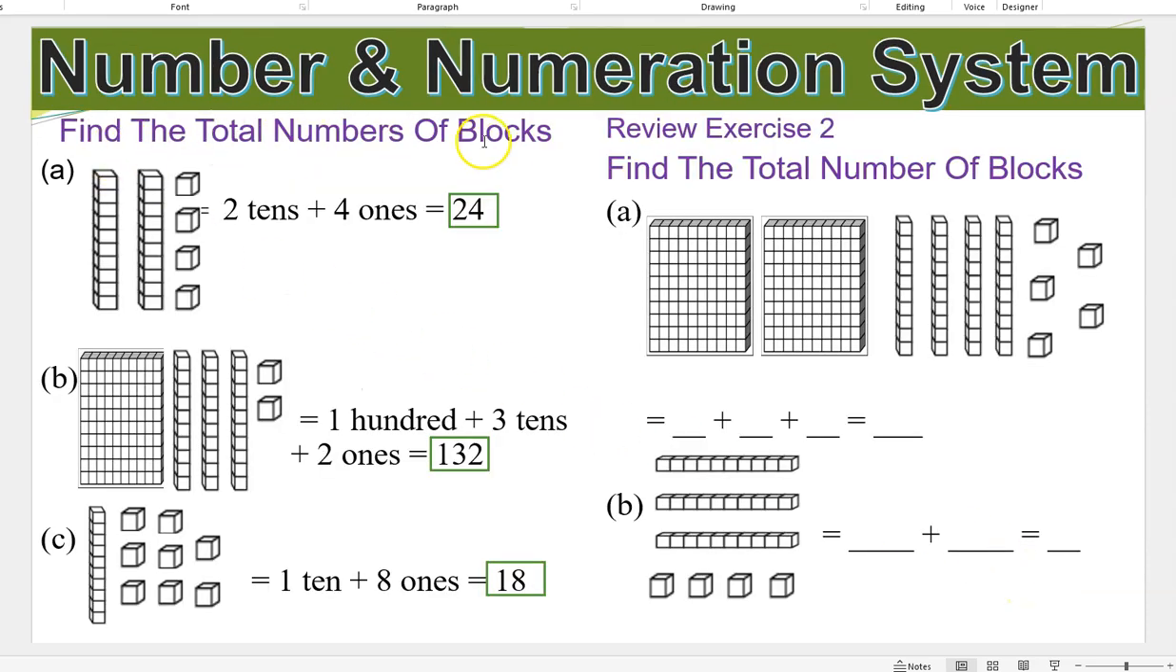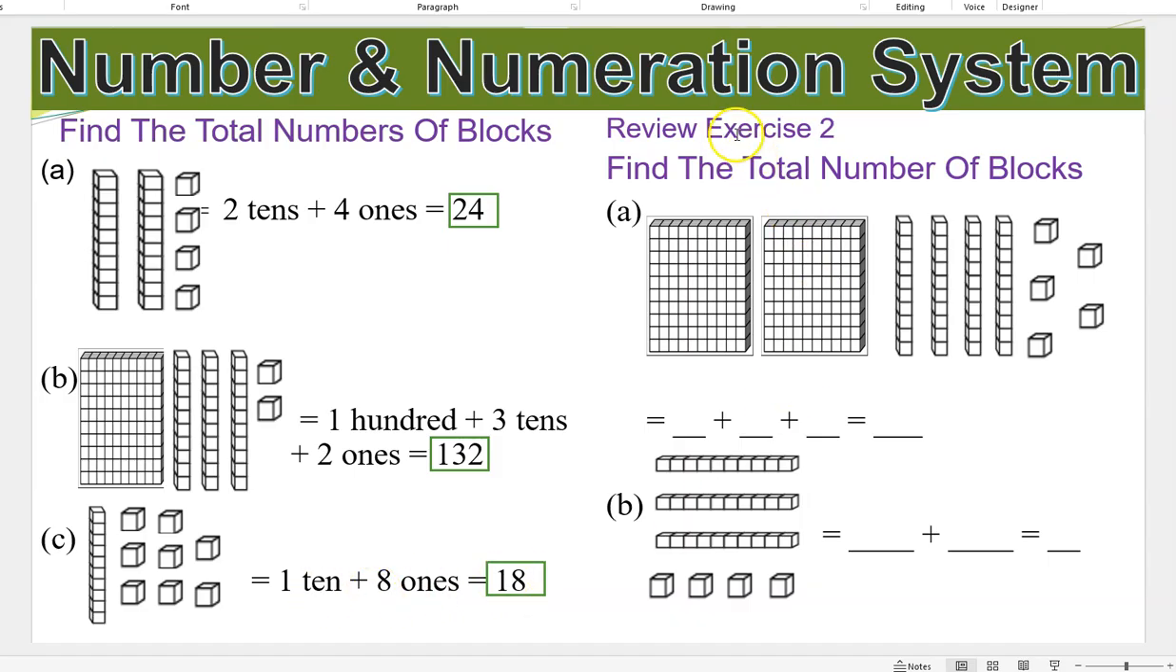We are going to find the total number of blocks. We have 2 tens and we have 4 ones. When you put them together, we are going to get 24 because 2 tens plus 4 ones will give us 24. Next, we have 1 hundred block, and then we have 3 tens here, and then we have 2 ones. So we are going to have 100 plus 3 tens plus 2 ones, and that will give us 132. Next, we have 1 ten and 8 ones. So when we put them together, we are going to get 18.